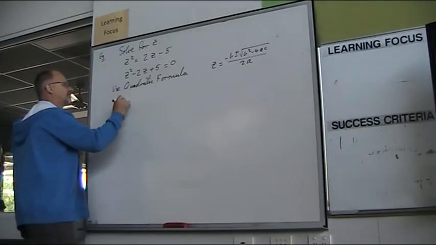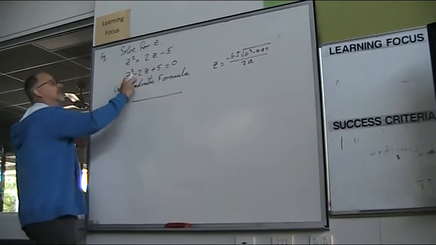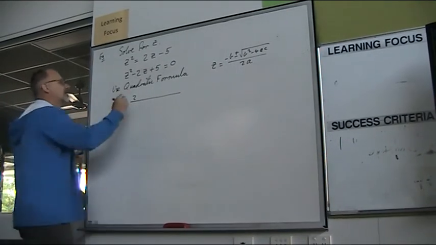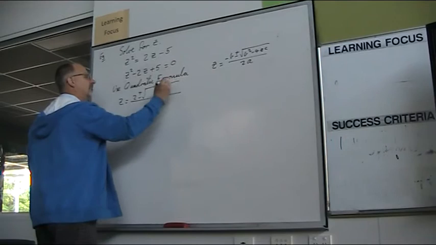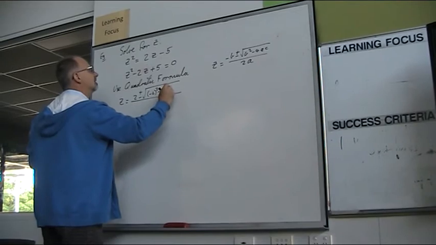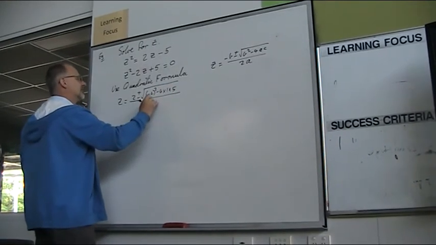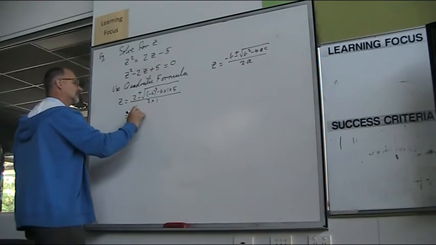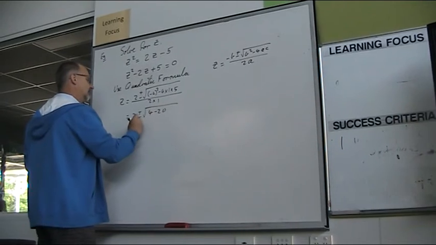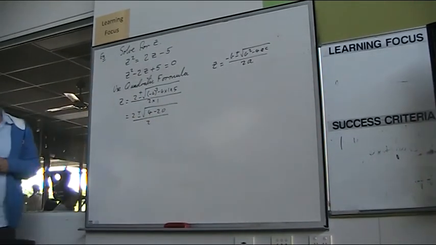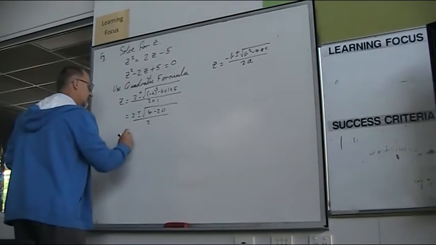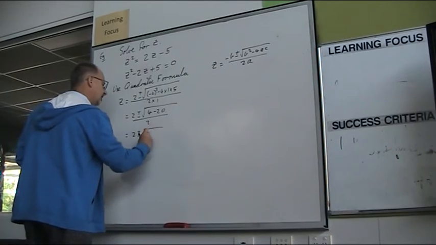So here, b is negative 2, so the negative of that's just 2, plus or minus the square root of negative 2 squared minus 4 times 1 times 5, all on 2 times 1. We've got 4 minus 20 on 2. Which is 2 plus or minus the square root of negative 16.